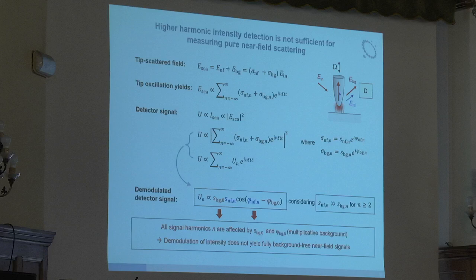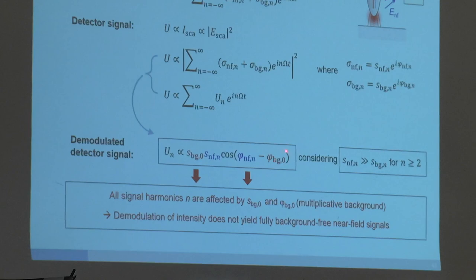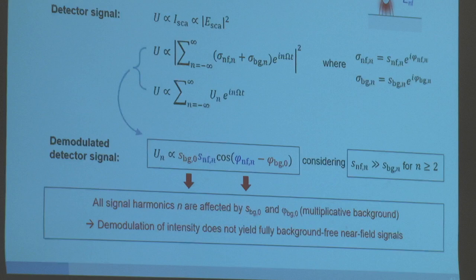So the detector signal at an nth harmonic is, again, this rather complicated interference term here, where we have the background signal at DC, the unmodulated background signal amplitude, multiplied with the nth harmonic near-field amplitude, and then we have the phase difference between the near-field phase at the nth harmonic minus that one at DC, all right? So that means also I now make modulation and demodulation, and also I showed you before that that solved the problem.